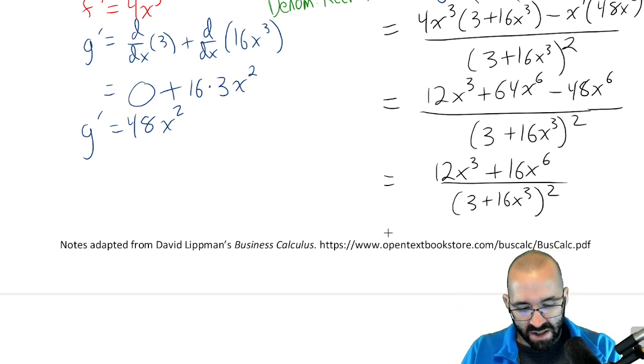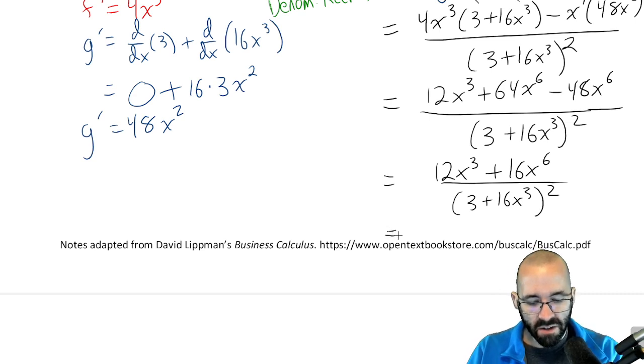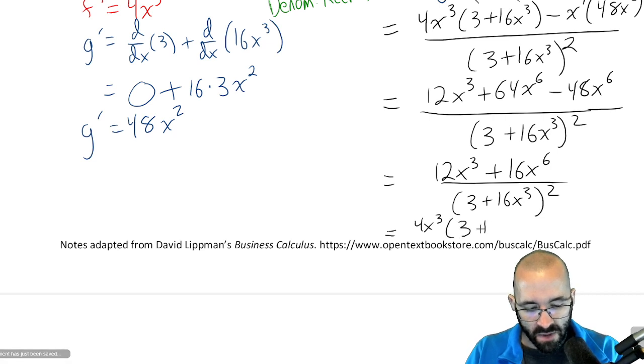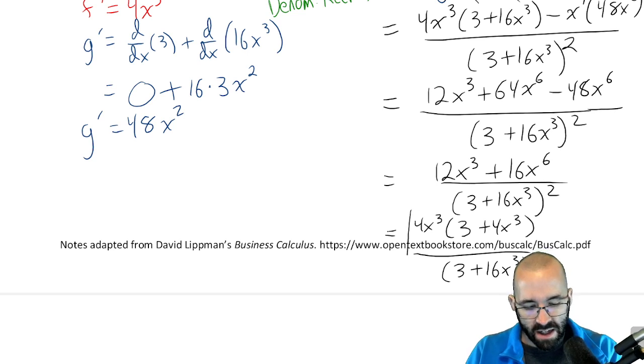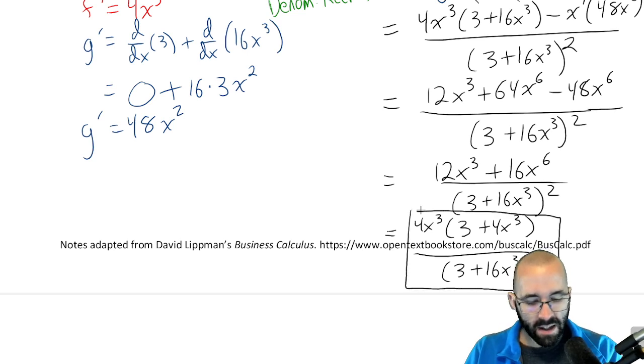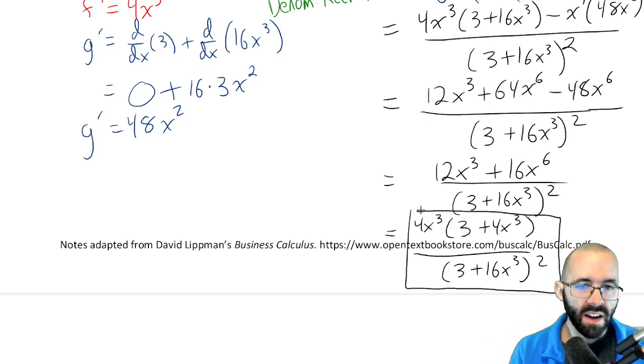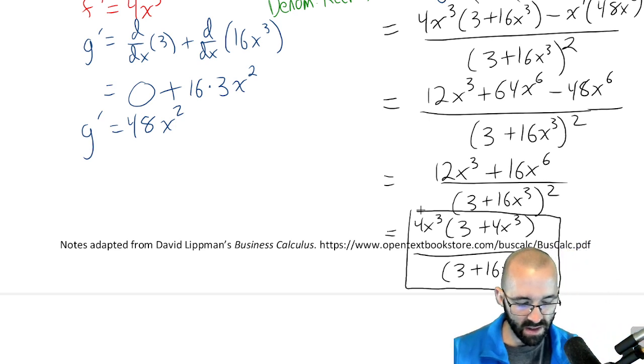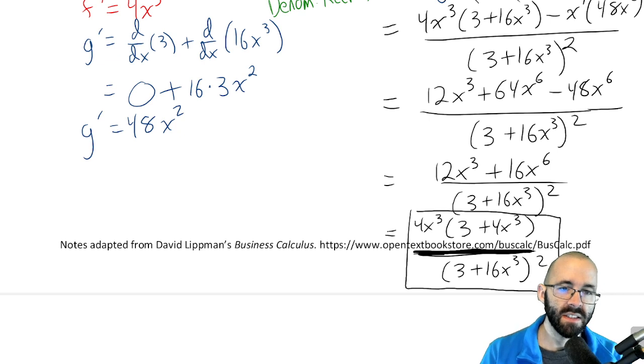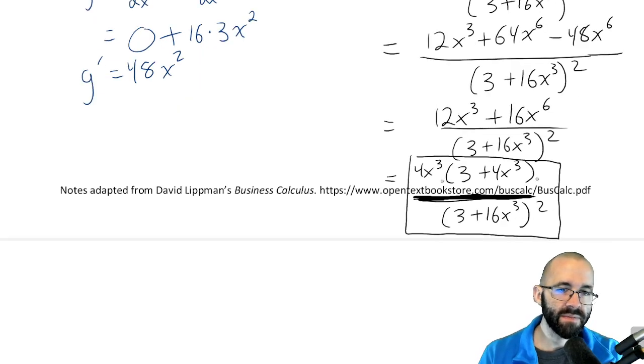So what we're going to do is now factor the numerator. We can factor out a 4 and an x cubed from the numerator. We're left with 3 plus 4x cubed. And our denominator, still 3 plus 16x cubed squared. And they look kind of similar, but we can't cancel or simplify unless they have a same factor. We got a fraction bar here. Nothing else to simplify here.